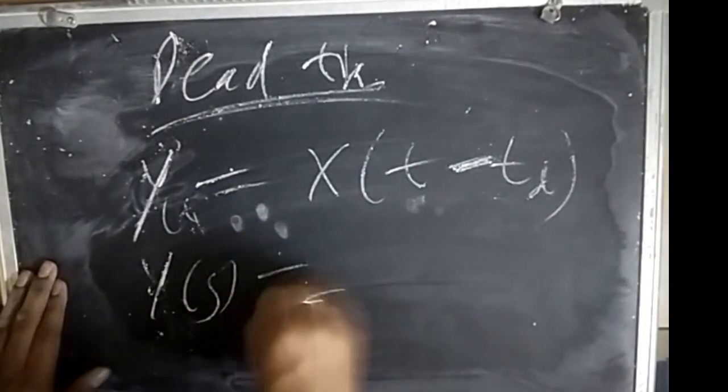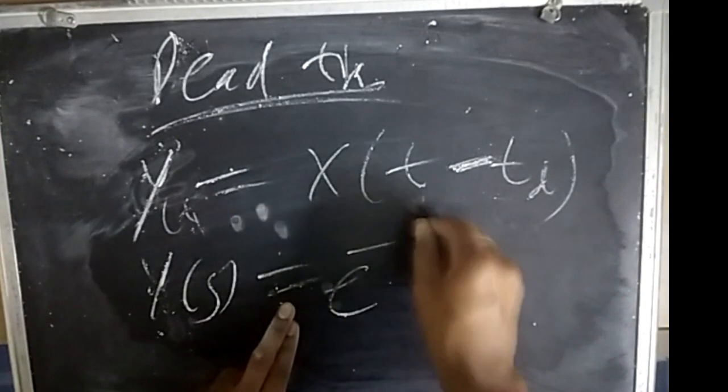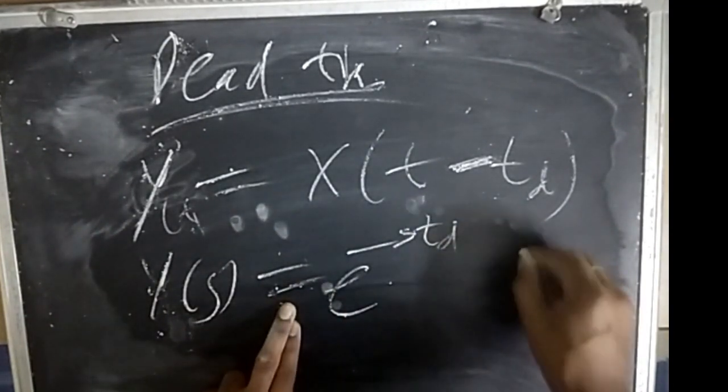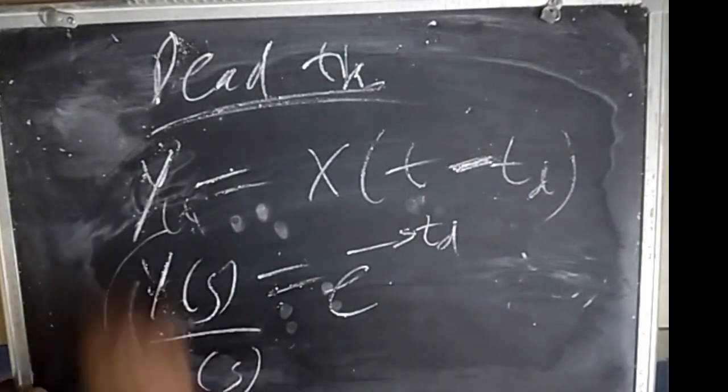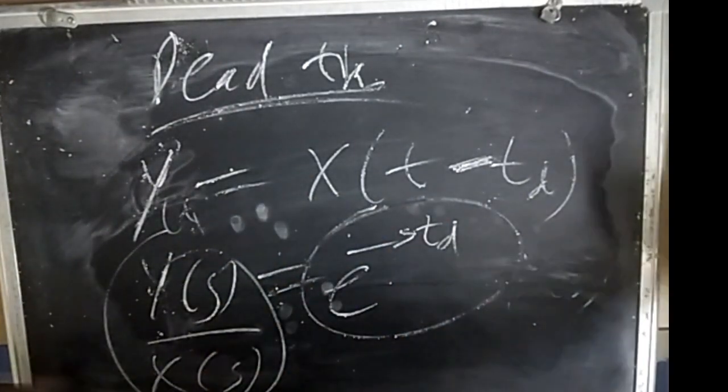Then y of s would be, again, e raised to minus s into td into x of s. So if x of s goes down here, then this is my transfer function, it is e raised to minus s td. td is my dead time. Now we have Bode plots.